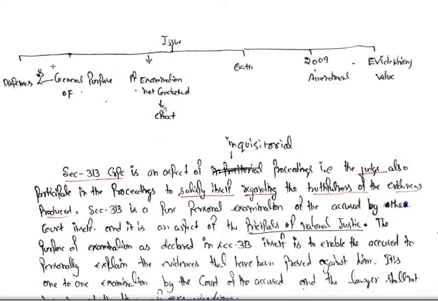First is the purpose of the section and dispensation from the examination. Then, if the examination is not conducted, what is the effect? Then dispensation in the summons case. Then why not administer on oath. Then the 2009 amendment and its purpose. Then evidentiary value: the evidentiary value of the statements in the same proceeding and in other proceedings.